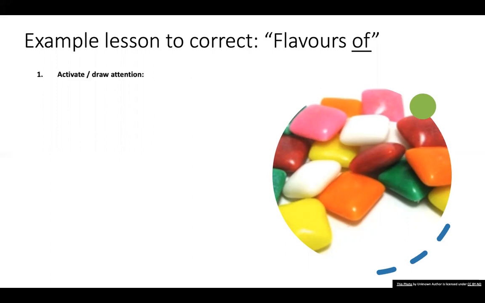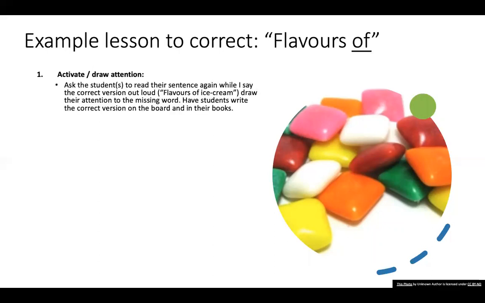In the first phase, I would activate or draw attention to the mistake. For example, I might be at the board and ask the students to read the sentence again while I say the correct version out loud. Flavors of ice cream. I would draw their attention to the missing word and have the students write the correct version on the board or in their books. Then I would move to build with them.